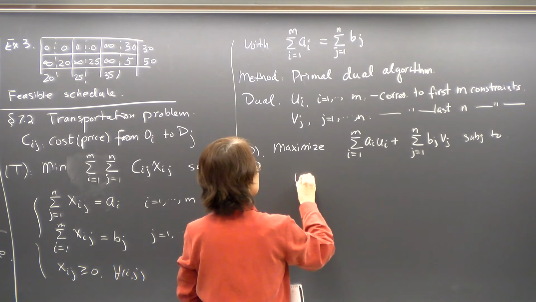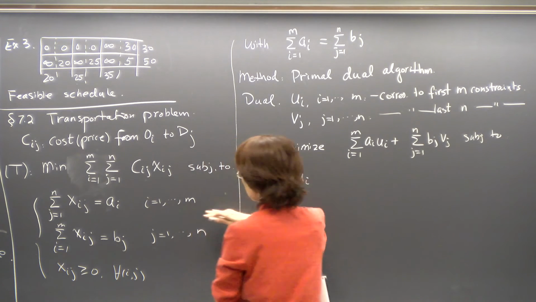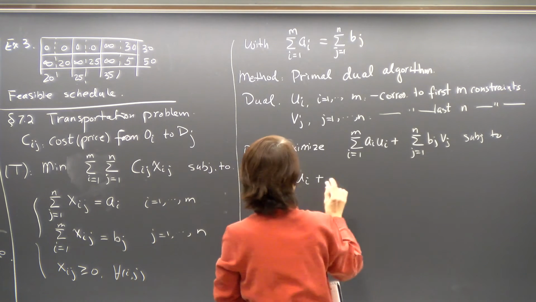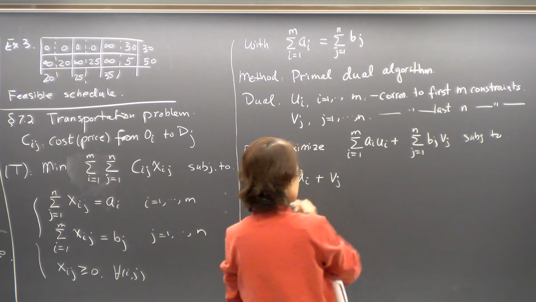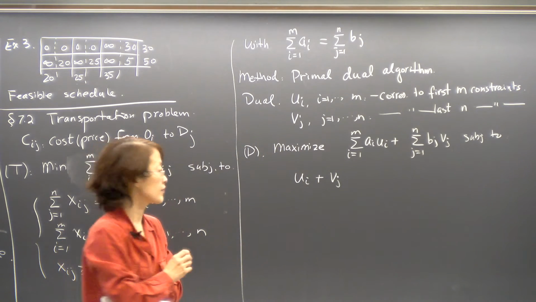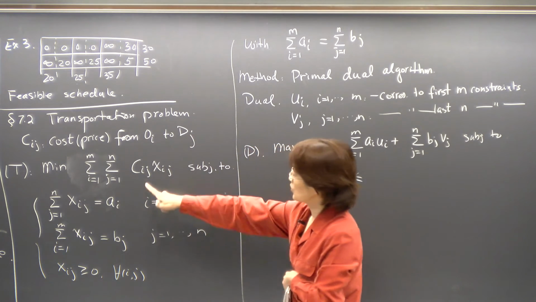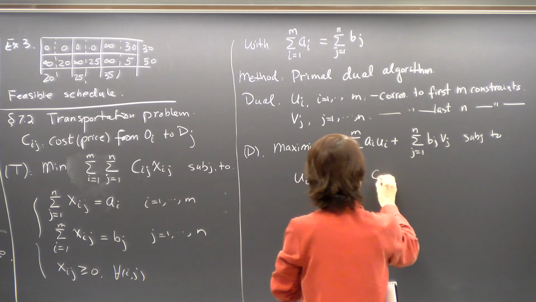So the constraint will be ui, because that's the equation for ui, plus vj, which we set as the variable. Is that right? And then, since it's maximizing, this must be less than or equal to the coefficient here, so Cij.